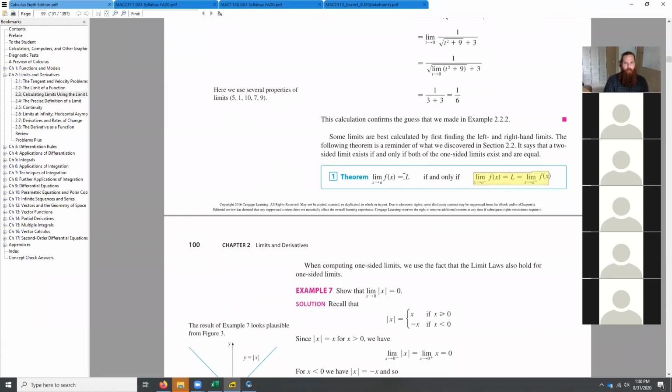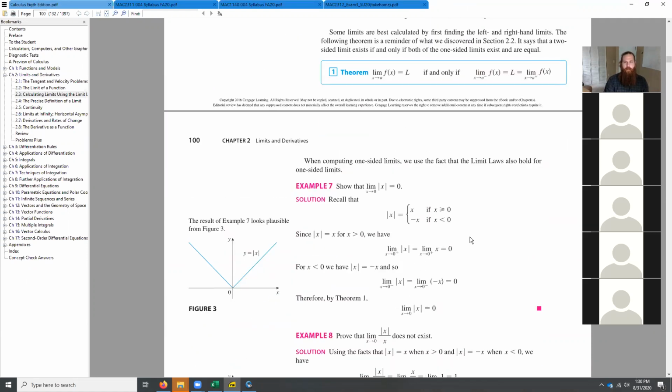This is the definition of the limit existing. We had this last week. The limit as x approaches some number of f of x equals L if and only if the one-sided limits match. This can be useful for piecewise defined functions like we've seen.